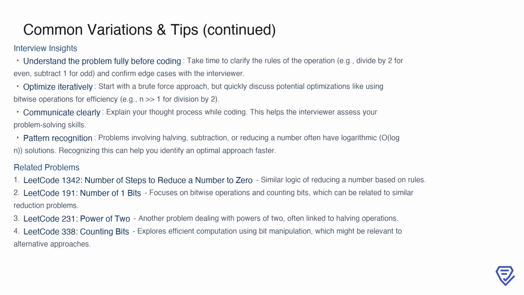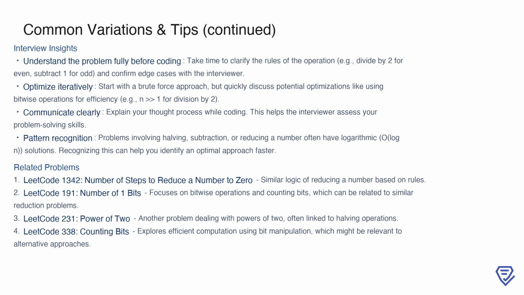Now, when approaching this problem in an interview, there are a few key strategies to keep in mind. First, take the time to fully understand the problem before diving into the code. Clarify the rules of the operation, like dividing by 2 for even numbers and subtracting 1 for odd numbers, and confirm any edge cases with your interviewer. Next, optimize your solution iteratively. While starting with a brute force approach is often acceptable, you should quickly propose and discuss optimizations, such as using bitwise operations like shifting bits for division by 2.